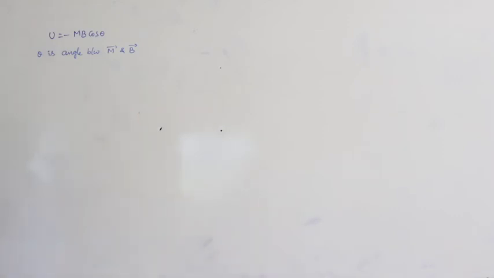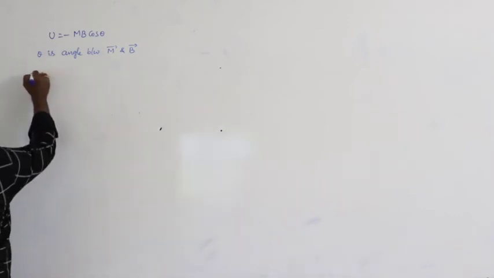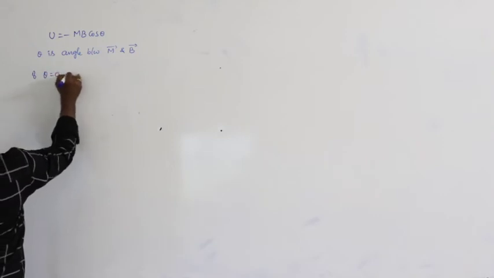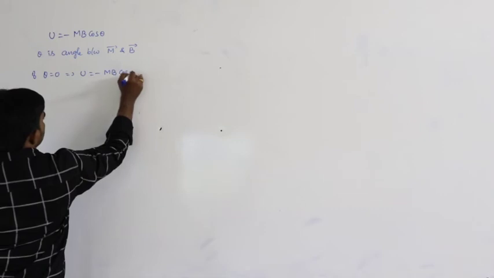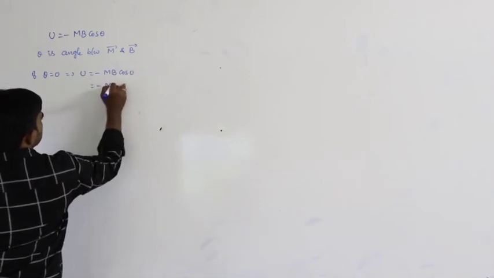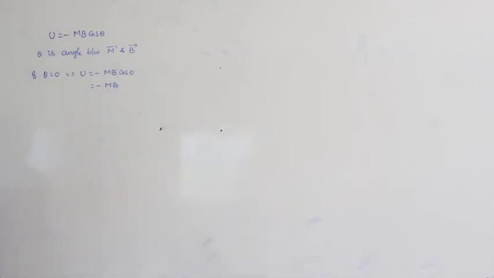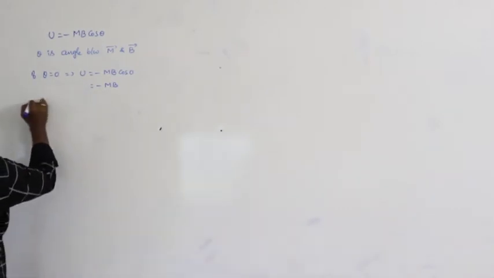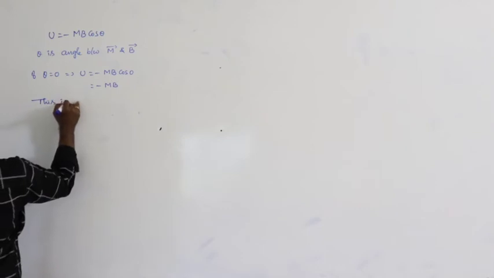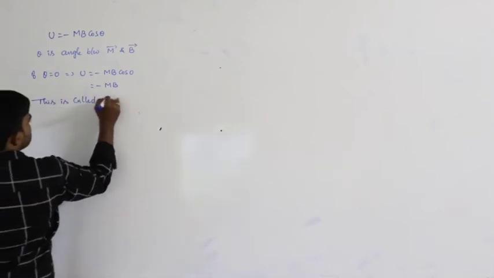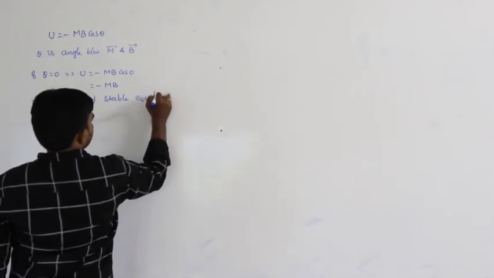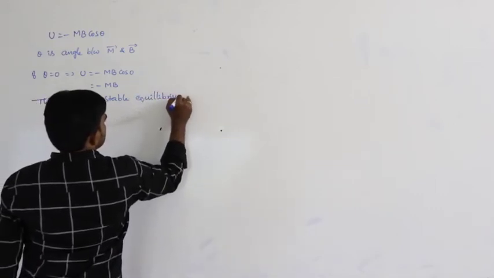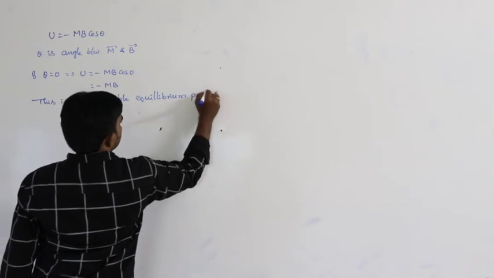Theta is the angle between m bar and b bar. Here, if theta equals 0, then U can be written as minus mB cos 0, which equals minus mB. If theta equals 0, then U equals minus mB. This is called the stable equilibrium position.